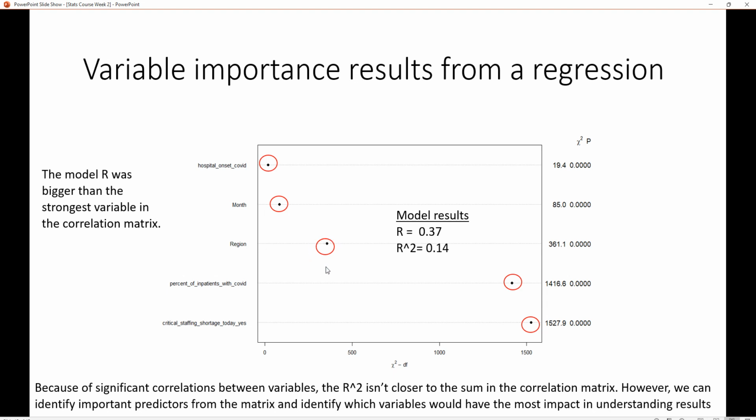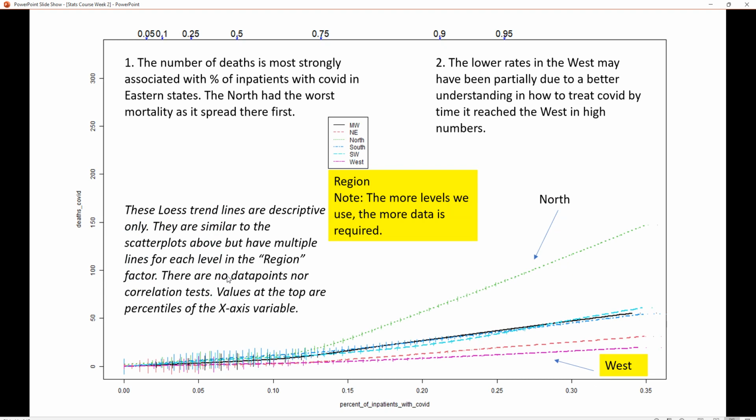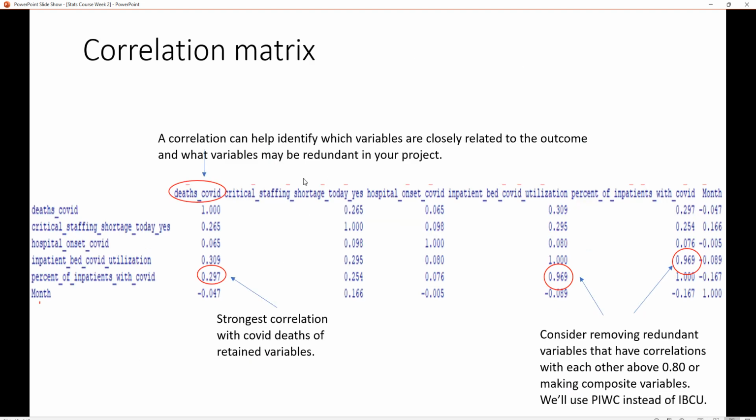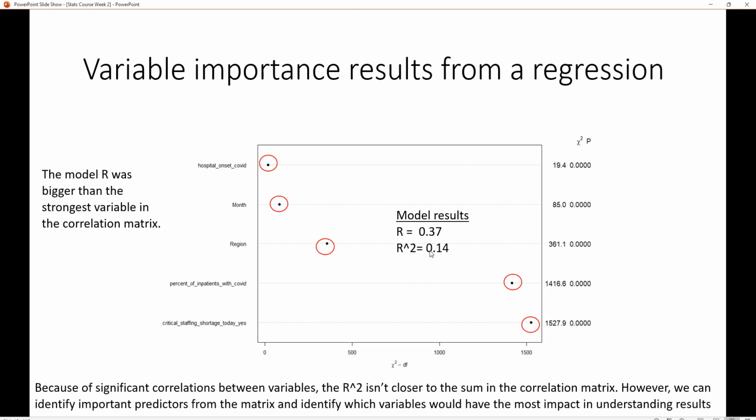We see for region, that's the next most important variable. And we did see those trends in the earlier slides that showed a distinct pattern between our different regions. So although it wasn't the strongest correlation, it still added quite a bit of information. And region, like all the other variables in here, was statistically significant.